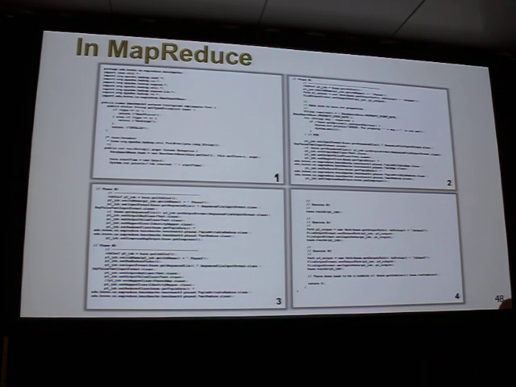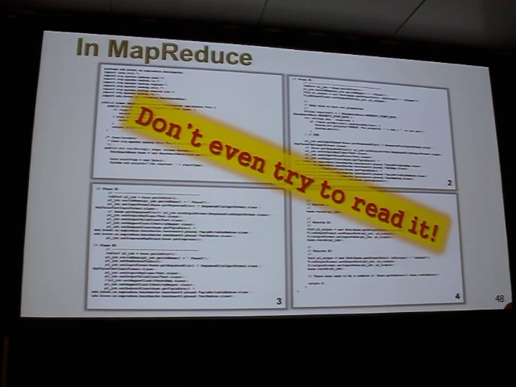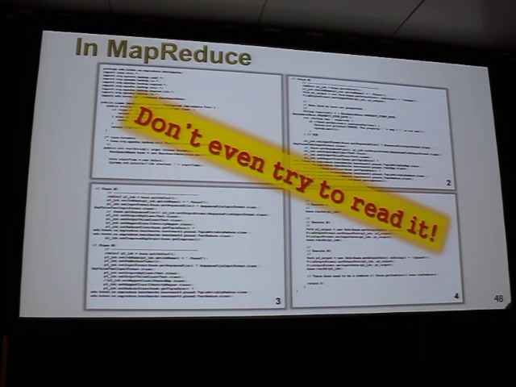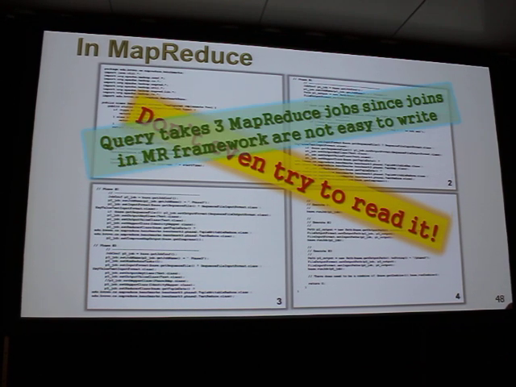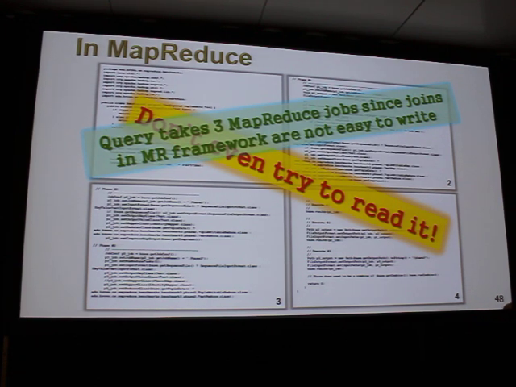In MapReduce, that would look like this. I'm not going to zoom in, and I'm not supposed to read this. It is actually working code. The thing is, it takes 3 MapReduce jobs to get these 2 joins done. That's how it is, and that's a lot of code. The downside is not so much that it's a lot of code. It reduces the number of people who can use this environment to create useful applications.